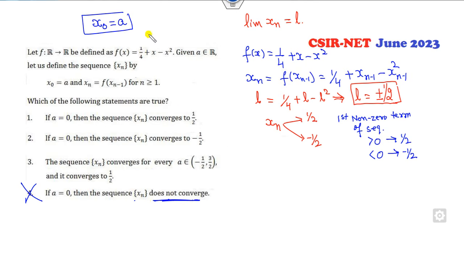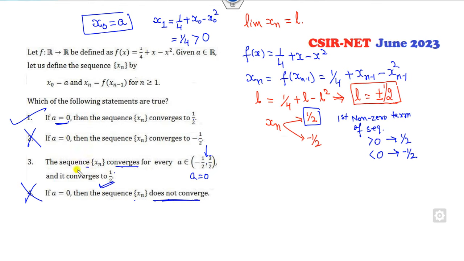If A is equal to 0, we get a non-zero term. It means we need x1. So what is the value of x1 from here? 1 over 4 plus x naught minus x naught square. If x naught, which is A, is 0, it is 1 over 4, which is positive. Once this is positive, it converges to plus 1 over 2, which is the right answer. Minus is cancelled. The sequence converges, yes, for every A, and the limit is 1 by 2. So clearly whenever A is equal to 0, it is satisfied. A and C are the right answers of this problem.